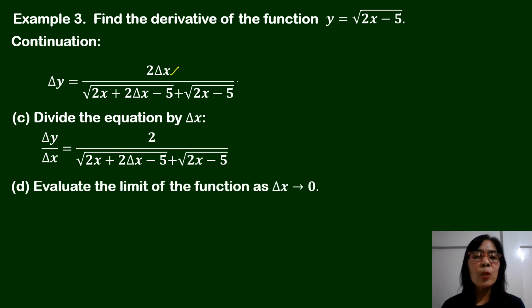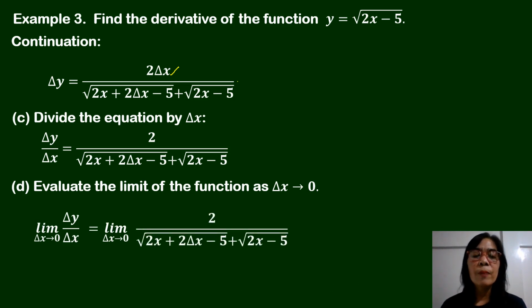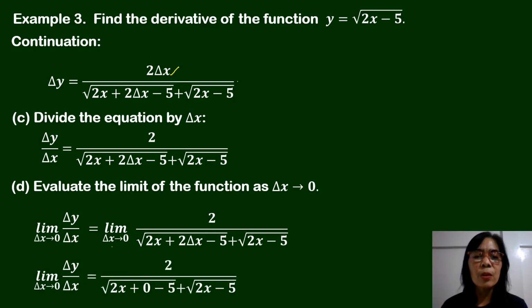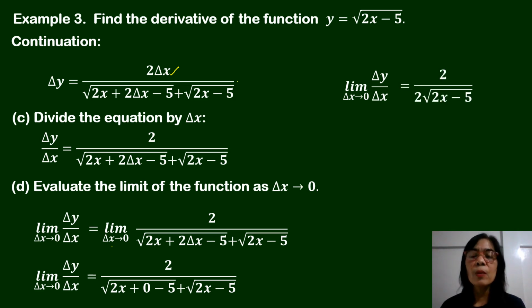Then we proceed to the next step, which is to evaluate the function as delta x approaches 0. So we have the limit of delta y over delta x as delta x approaches 0. We evaluate also the right side of the equation as delta x approaches 0. So further, we find the limit of the right side by substituting delta x equal to 0. That will give us now 2 all over the square root of 2x plus 0 minus 5 plus the square root of 2x minus 5. Simplifying further, we now have the limit of delta y over delta x as delta x approaches 0 is equal to 2 all over 2 times the square root of 2x minus 5.